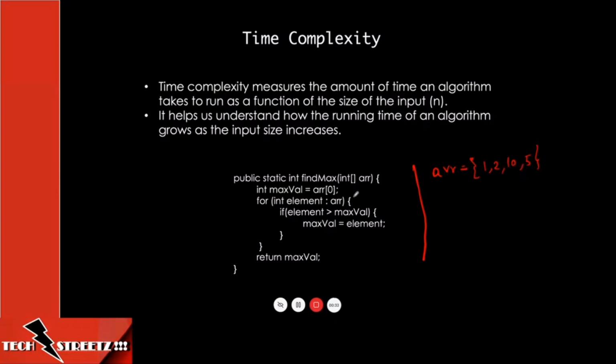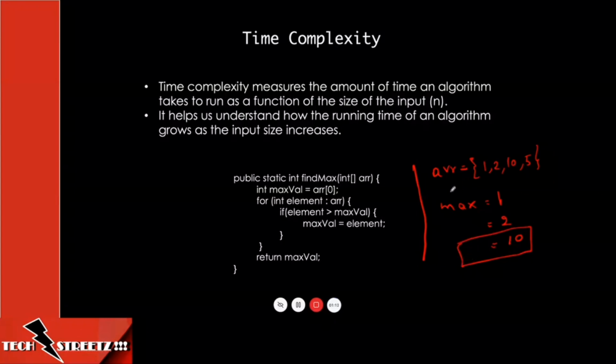Let's try to understand this. We are traversing each element one after the other and trying to find the maximum value. Consider this max value as 1. Now let's see the other element. Is 2 greater than 1? Yes, so the max value is 2. And then, is 10 greater than 2? Yes, so the max value is 10. Is 5 greater than 10? No, so the max value is 10. Like this, we are trying to find the maximum element in this array.